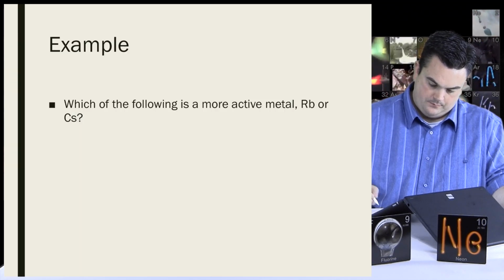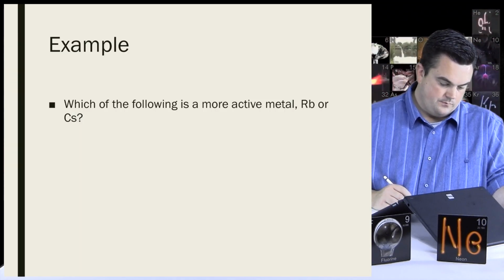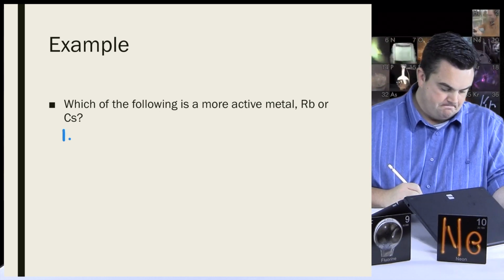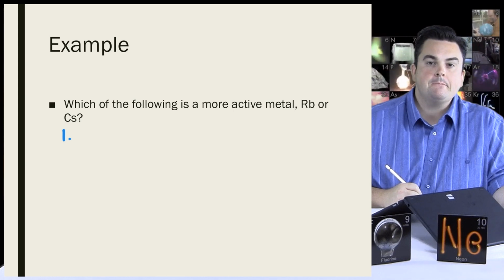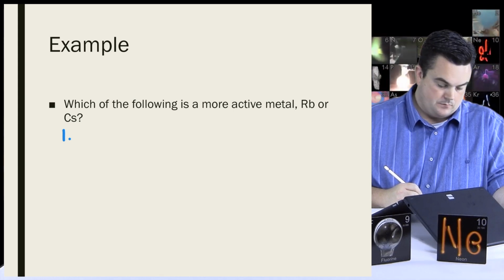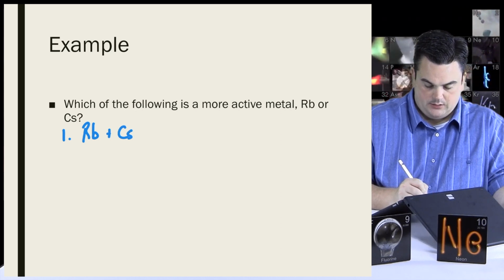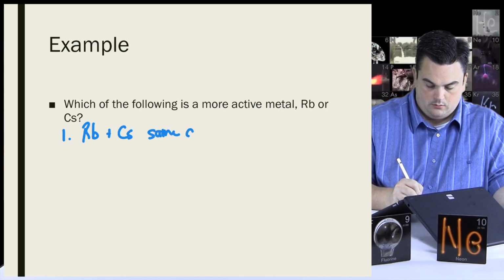So going back to the previous slide, let's use the same format as shown in the previous slide, number 1. All right, so we're going to talk about a group trend. Let's write that down: Rb and Cs are in the same group.